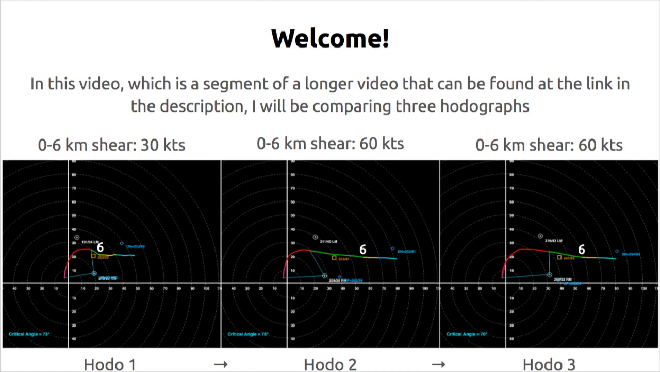The first one is a low deep layer shear hodograph. The second one, there is 60 knots of deep layer shear as opposed to 30 knots. And the last one, I increase the low level winds.